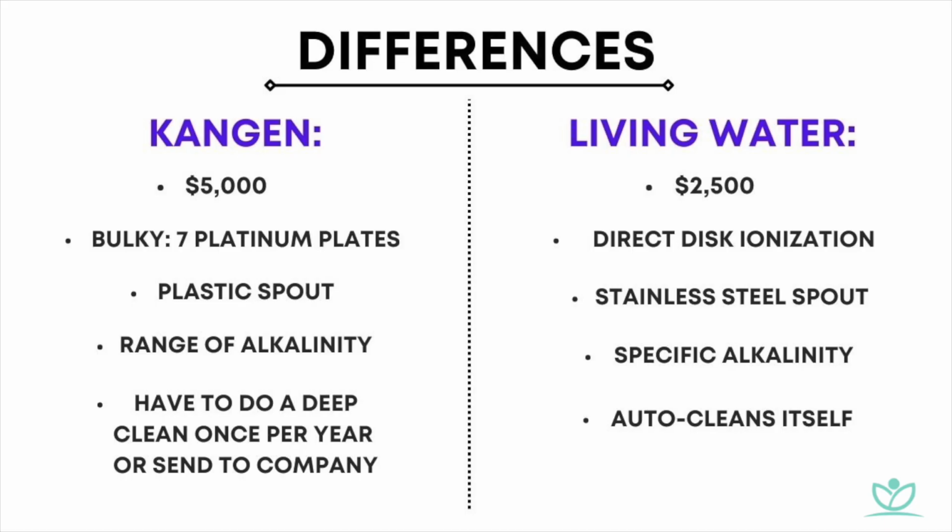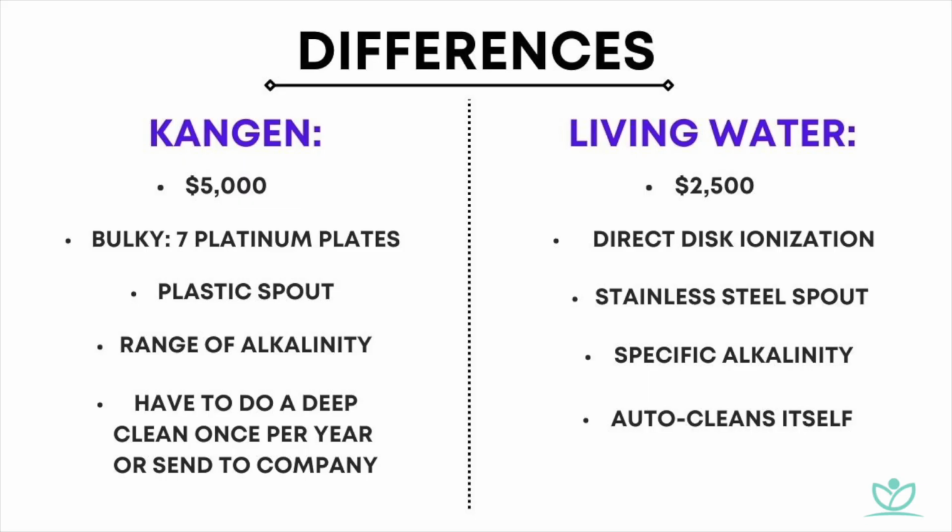Now, the last difference between the two machines is pretty significant. It's something that I've gotten a lot of feedback on, that a lot of people love the Living Water machine for, is that it's very easy to maintain. The machine actually auto cleans itself. It actually does a reverse backwash of acidic water and cleans the machine so you don't have to take it apart once a year like you do with the Kangen machine.